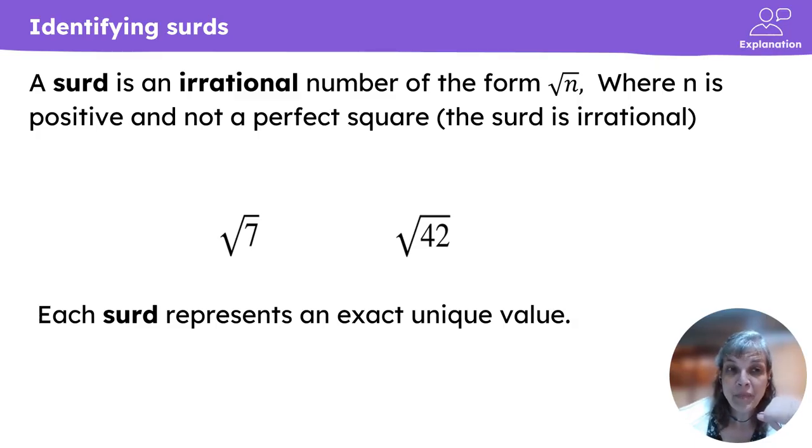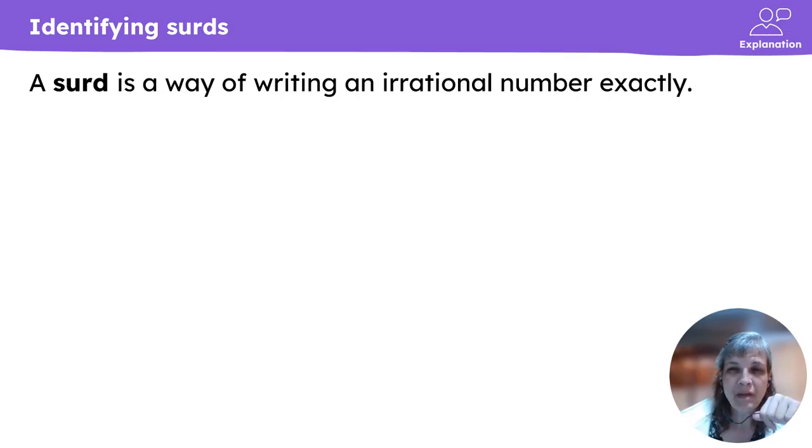You'll remember from previously that a surd is an irrational number. It's in the form of the root of something, where that something, here marked as n, is positive and it's not a perfect square. And so therefore the thing under is a rational number, but the surd itself is an irrational number. And each surd represents an exact unique value, but it's a number that never ends and never repeats. That's what makes it irrational. So this is a way of writing that irrational number exactly.